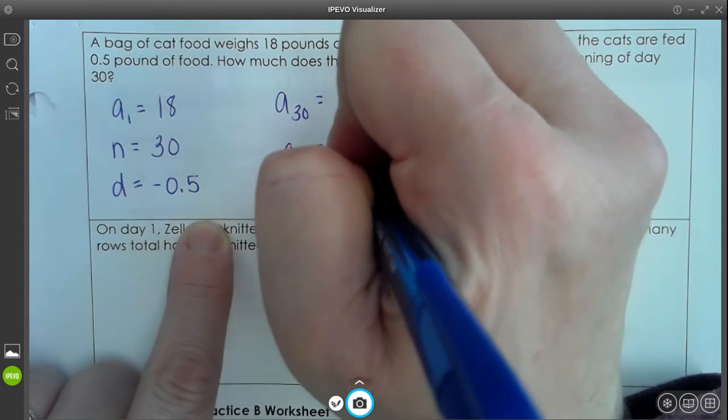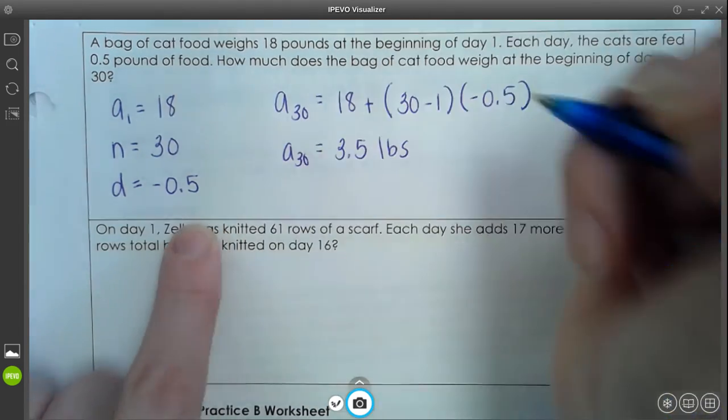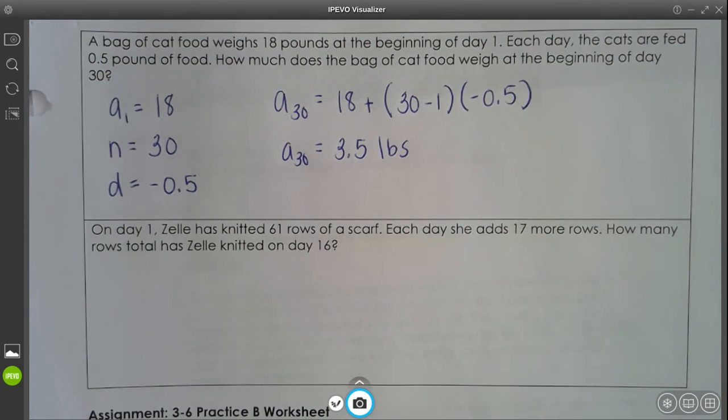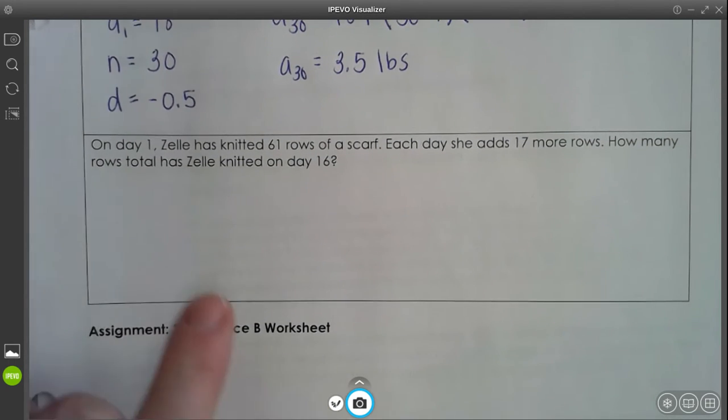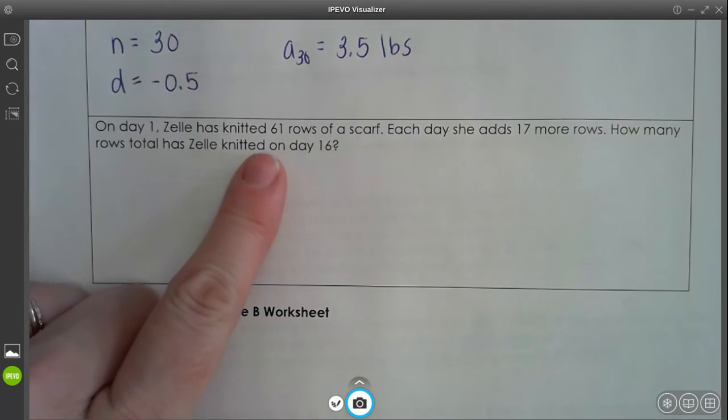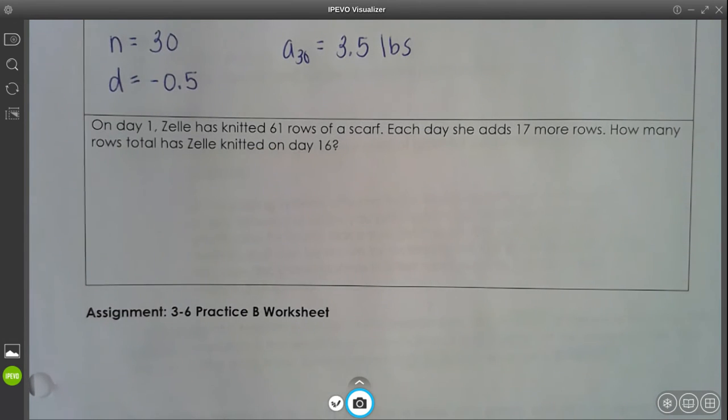Okay, the next one says, on day 1, Zella's knitted 61 rows of a scarf. Each day she adds 17 more rows. How many rows total has she knitted on day 16? On the first day, this is how much she has knitted. So that's actually our first term. That's our a sub 1.